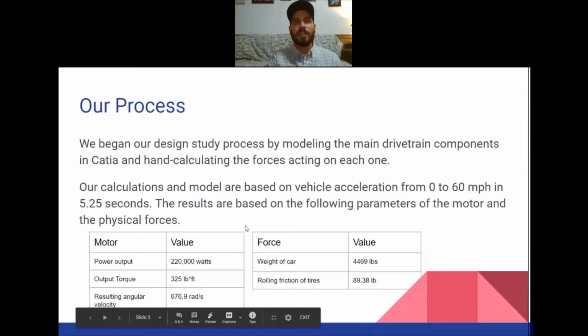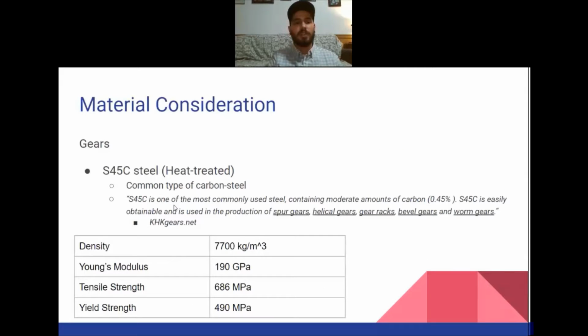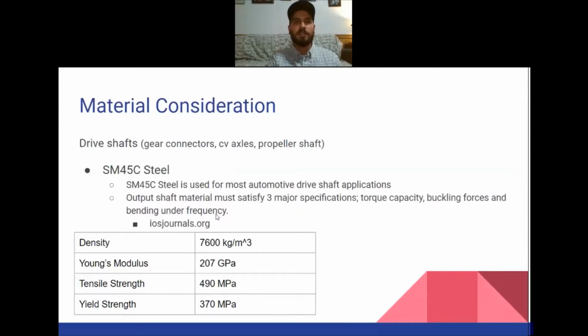So we benchmarked specifications from a Tesla electric vehicle to use, and we came up with our own calculations for our design. These included motor outputs and a few of the major forces acting on the vehicle. We did research on what kind of materials are commonly used in gear design and found this common heat-treated carbon steel that we would use. We did the same thing for our drive shafts and decided on this material.